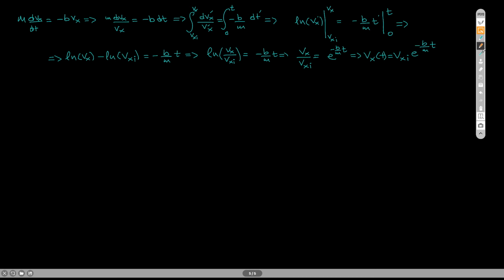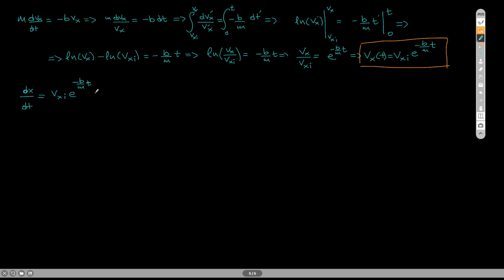This is the equation that I was looking for, for Vx as a function of time. Now that I have the equation for Vx, I can also move on and say, well, I know that Vx is dx over dt. So I can say dx over dt is equal to Vx initial e to the minus b over m t.